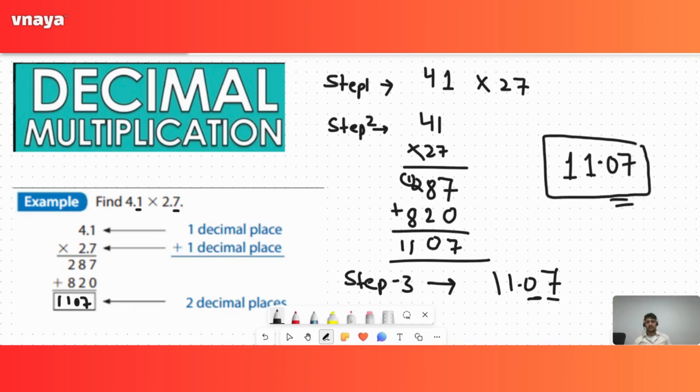I hope you are clear with this example also, right? We are following the same method. We are following only one method, right? That will have three steps. Step 1, remove decimal. Step 2, find the product. And step 3, again add the decimal.